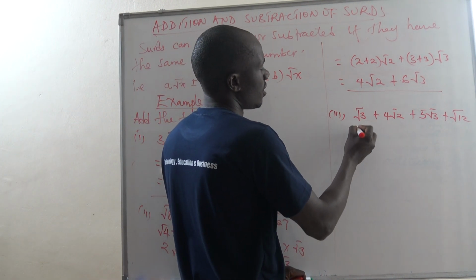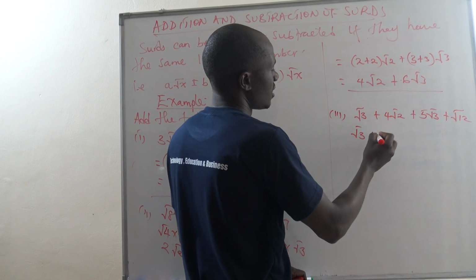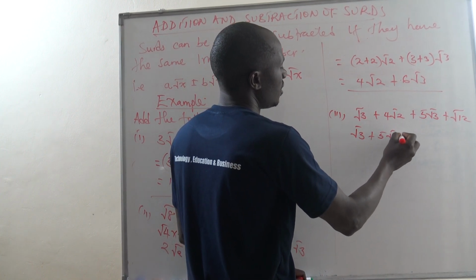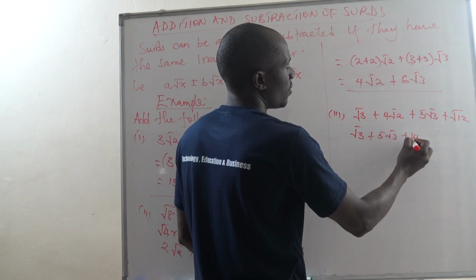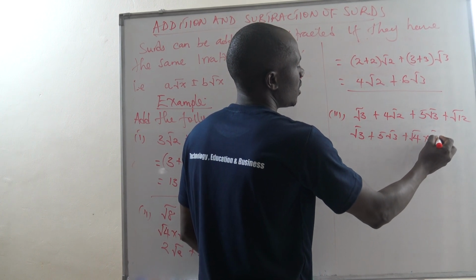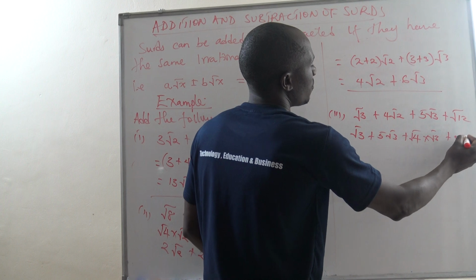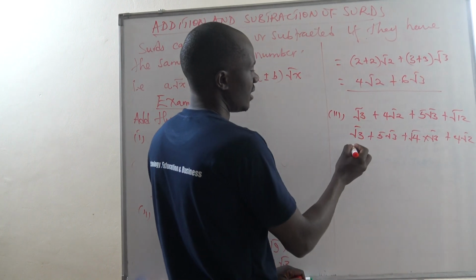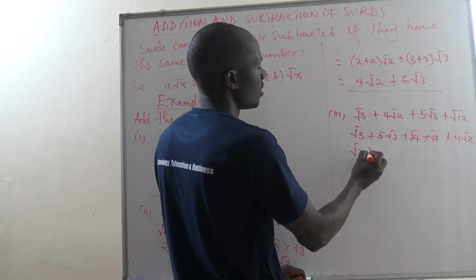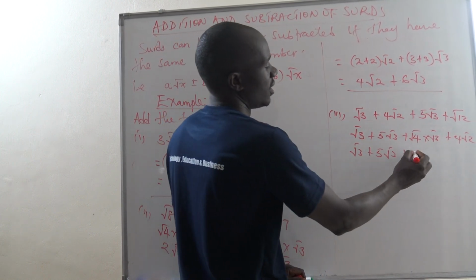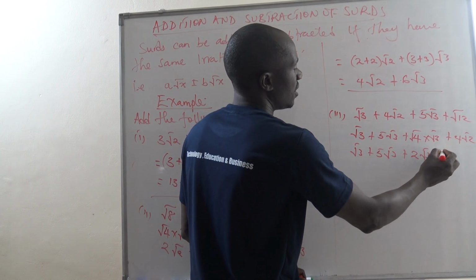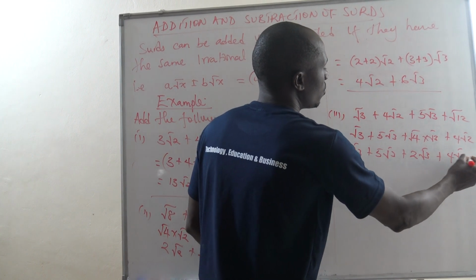So this one is the same as root 3 plus 5 root 3 plus, I can break that, root 12 is the same as root 4 times root 3, plus 4 root 2. Go ahead. This is root 3 plus 5 root 3 plus, the square root of 4 is already 2 root 3, plus 4 root 2.